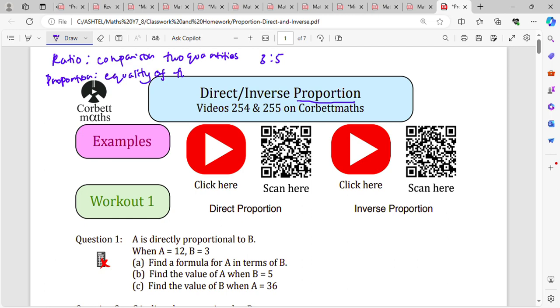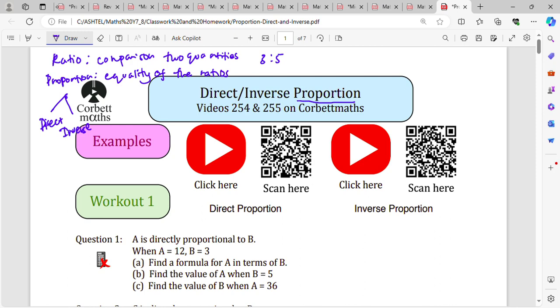Equality of the ratios means that this proportion will give you an equation that relates these two ratios to each other. That is what proportion is. In proportion we have two things: direct proportion and inverse proportion.